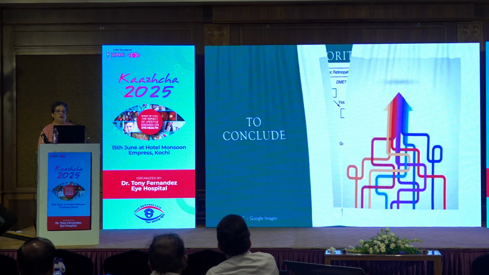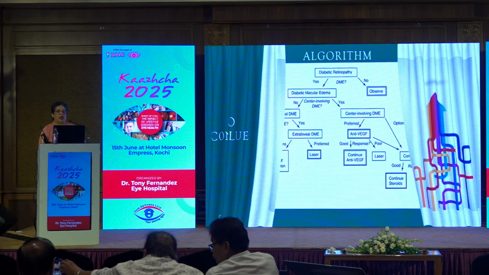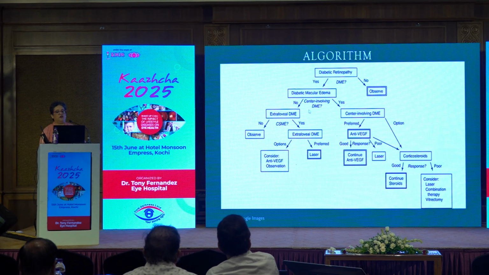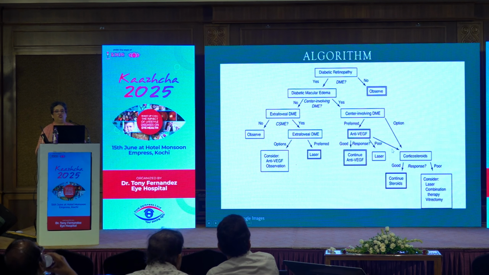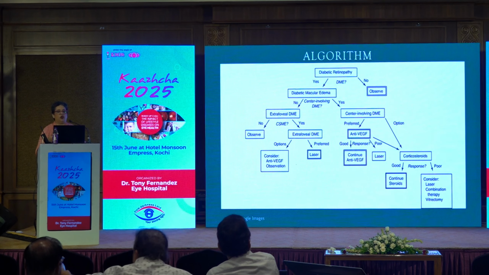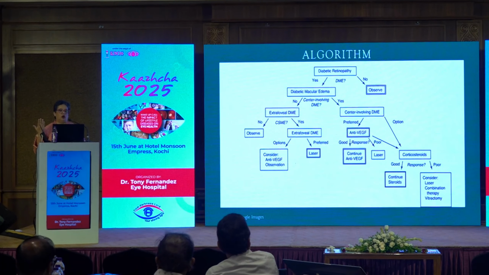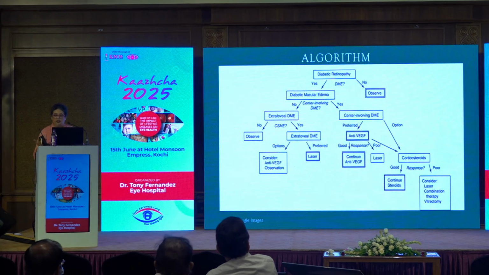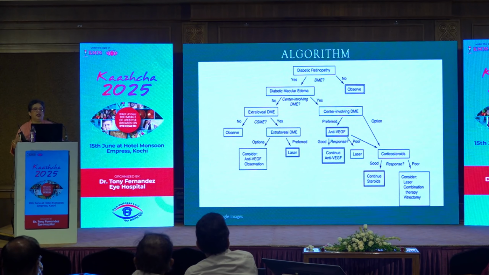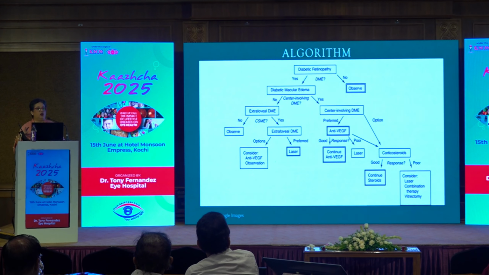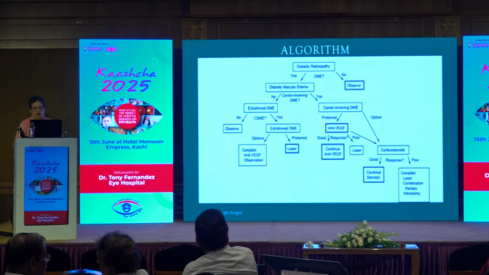So to conclude with all of this, in diabetic macular edema, if it is non-center involving, you can observe it or you may do laser. When it's center involving, the first line is anti-VEGF. If there's a good response, you can continue with it. If there's a poor response, you can switch to another anti-VEGF, especially if you have used bevacizumab or ranibizumab in the beginning, you can switch to aflibercept or brolucizumab or faricimab. You can add laser to any microaneurysms, you can add on some grid, or you can switch over to steroids also.